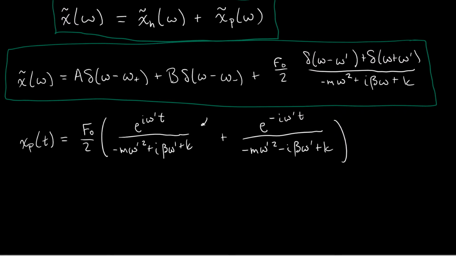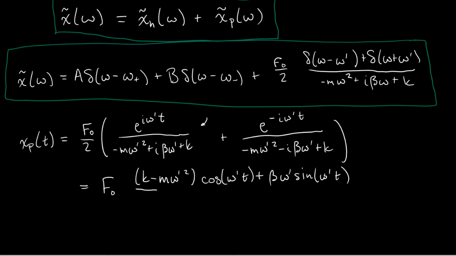And if you go through the effort of simplifying all of this, you get something which looks like F naught times (k minus m omega prime squared) cosine(omega prime t plus beta), right? Our eyes glaze over at this point because it's just simplifying complex exponentials in terms of sines and cosines, but it's a more useful form. So this is our particular solution. Looks horrible.